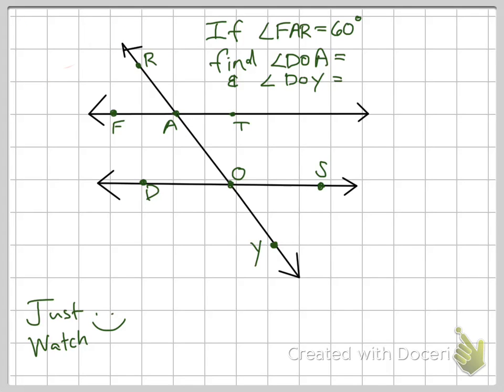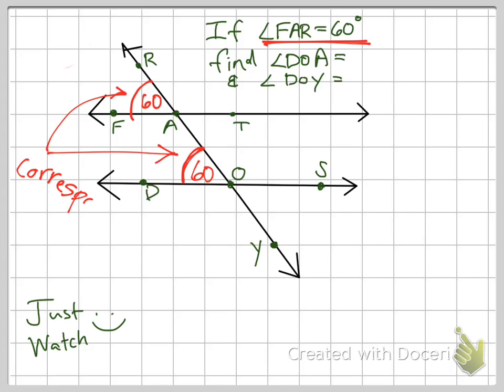Okay. Let's try this one. If this angle is 60, says so right here, find the other angle. Well, it's got to be 60 also, because these angles are corresponding. Yay, corresponding angles. That means they're on the same side of the transversal and they're equal angles. And if I know one angle, I know them all because this is a 180.